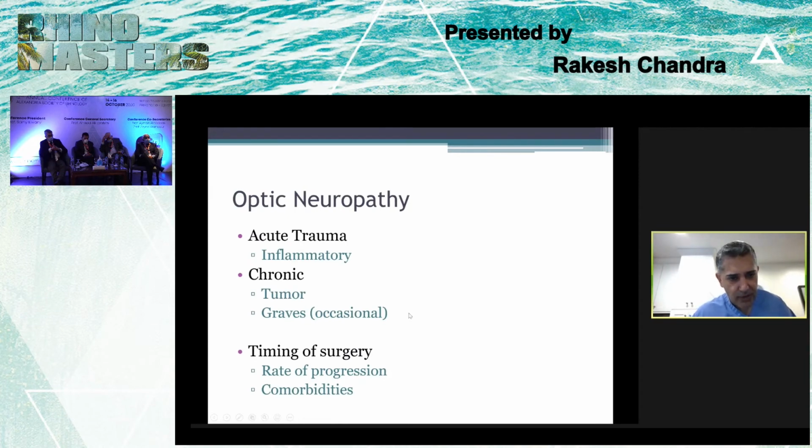So optic nerve decompression indications for that are acute trauma, which also can include inflammatory causes. Also can be chronic pathologies why we need to decompress the optic nerve, including tumors and an occasional case of Graves. The timing of the surgery for an optic decompression really depends on the progression of the disease, and that's also true for orbital wall decompression. And also the other factor is patients' comorbidities. For example, some patients after trauma might have more pressing neurocranial issues.